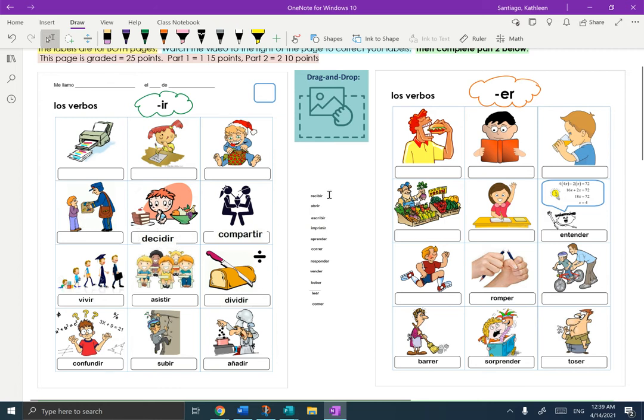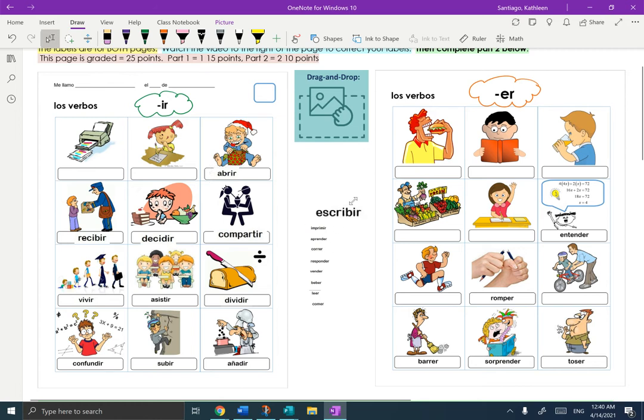The next one is recibir. Recibir, cognate, to receive. Abrir, not a cognate, but I do use this in class. Abrir, to open. Abre la computadora. Abre la puerta, to open. Here the little boy is opening a gift. Abrir.